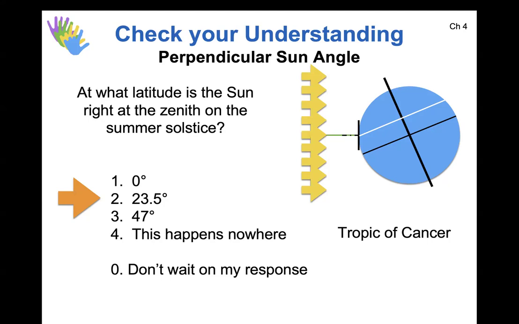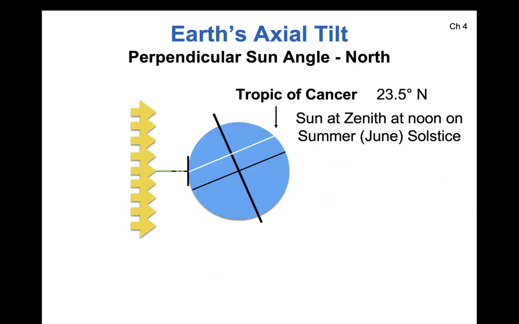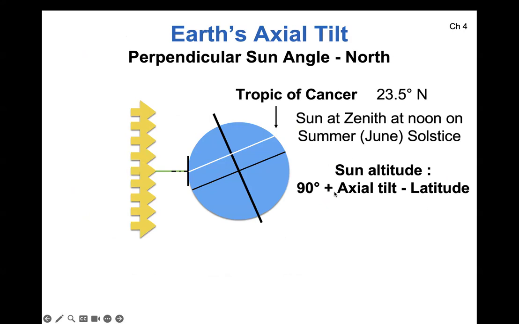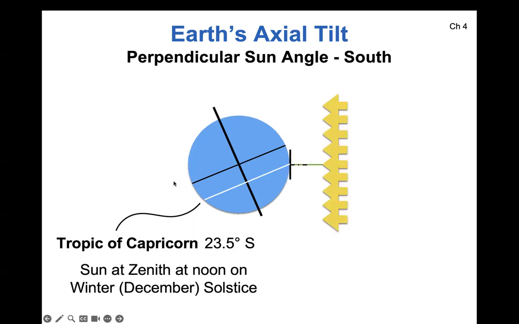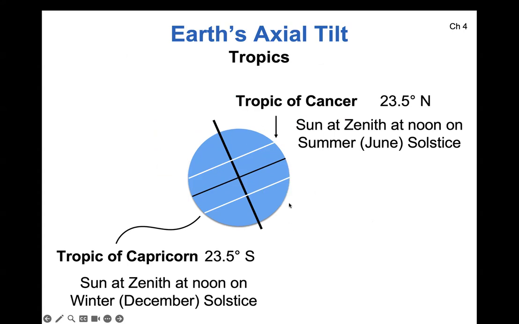And the tropics are the special latitudes that correspond to the sun being right at the zenith on the summer solstice. That's how those special latitudes are defined. That's what they mean. And specifically, at the Tropic of Cancer, the sun is at the zenith at noon on the June solstice. And we could confirm that with our familiar formula for finding the sun altitude at the summer solstice. For the Tropic of Capricorn, the sun is at the zenith at noon on the December solstice, what people call summer in the southern hemisphere. So that's what the two tropics represent.